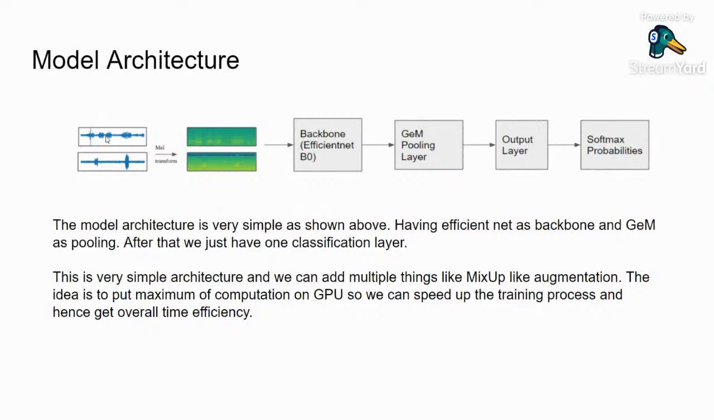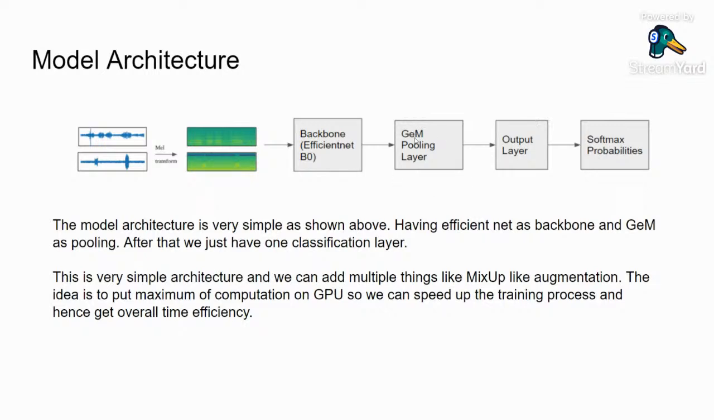We had the raw or actual waveforms of audio. Then we did a mel transformation, or you can say mel spectrogram. Then we converted them to really good images. Then we are using EfficientNet B0 as our backbone. Then as a pooling, we are using GeM pooling, which is a pooling which you can train itself. Average pooling and max pooling are something you don't train, but this pooling layer can be trained. Then you use an output layer, and then you get softmax probabilities.